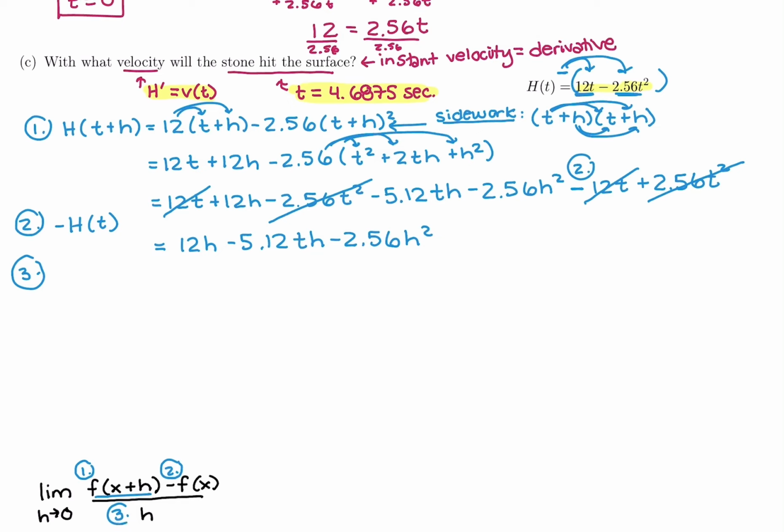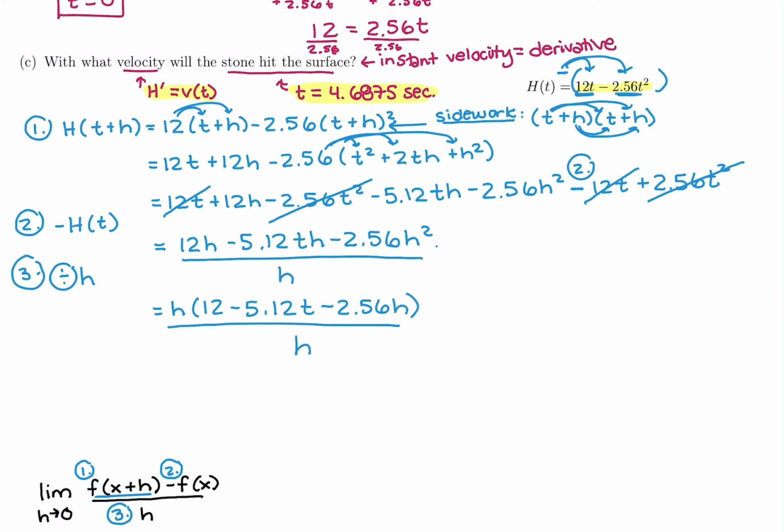Our third step is going to be to divide by h. So we're going to take this and divide by h here, which means we can really factor out an h. So we would have h times 12 minus 5.12t minus 2.56h all over h. That way we can cancel out the h.